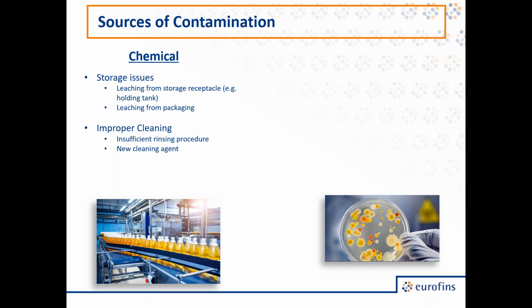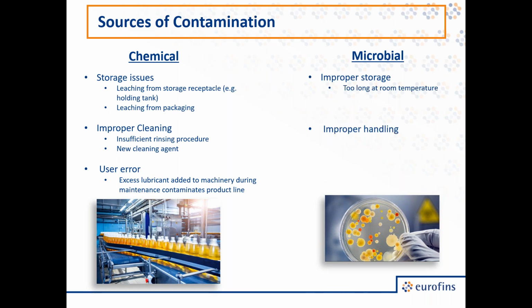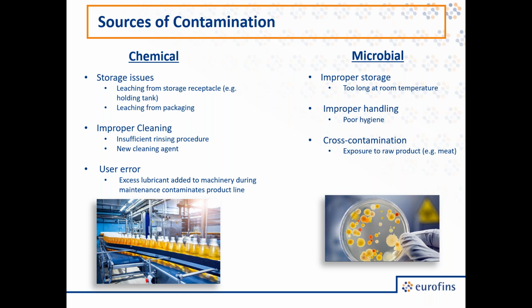Sources of contamination can be broken down into 2 categories, chemical and microbial. For chemical, these can be storage issues, could be leaching as we discussed, could be from the way it's being stored in a holding tank or from the packaging. Could be due to insufficient cleaning. So either the manufacturing line or the packaging is not being cleaned properly, or the cleaning material itself could be the contaminant. Another one to add in is user error. We've identified issues where an excess amount of lubricant has been added to the manufacturing line, and that lubricant then contaminated the product.